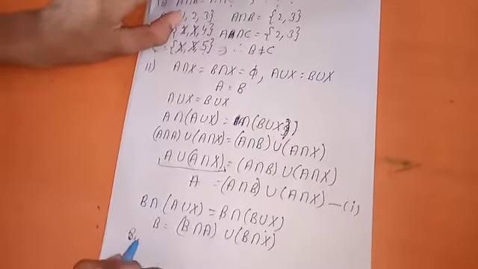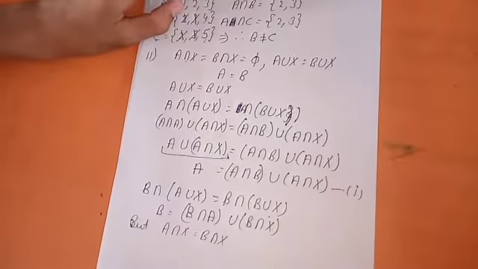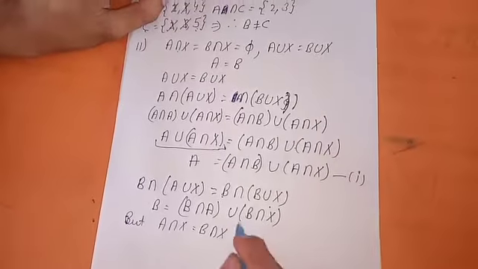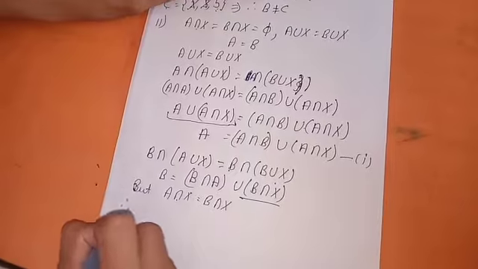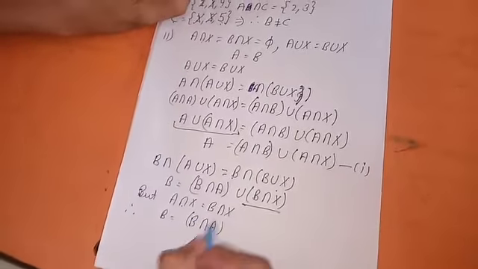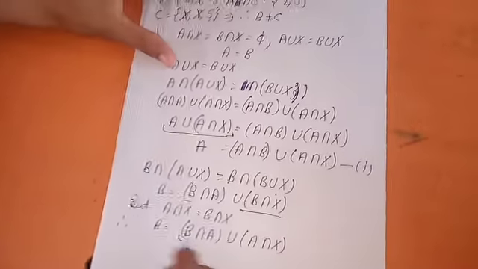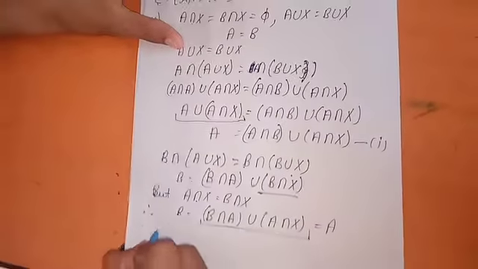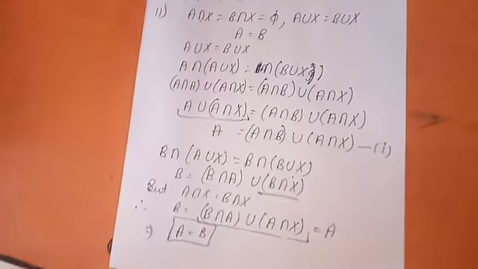But A intersection X is equal to B intersection X, that is given to us. So I can replace this B intersection X with A intersection X. So therefore B is equal to (B intersection A) union with (A intersection X), and this whole is equal to A. So therefore what we get from here, that set A is equal to set B.